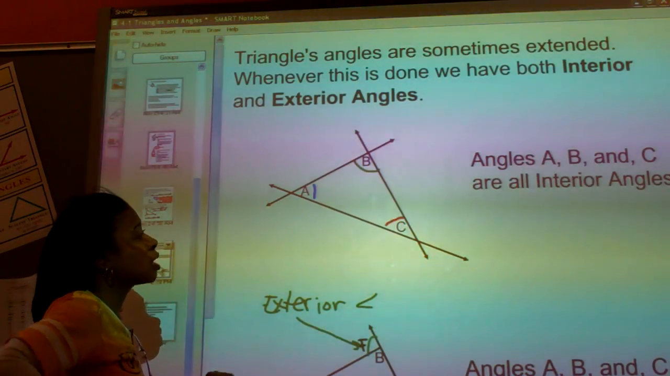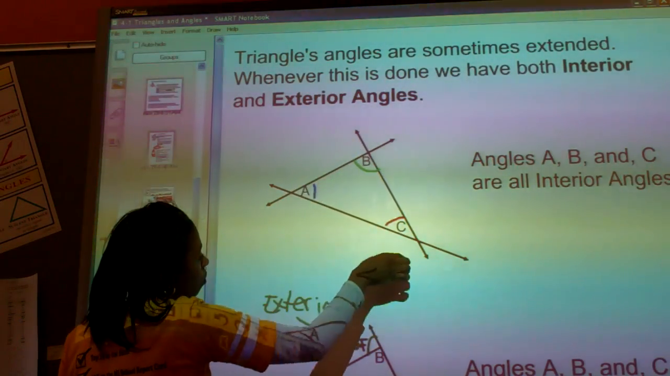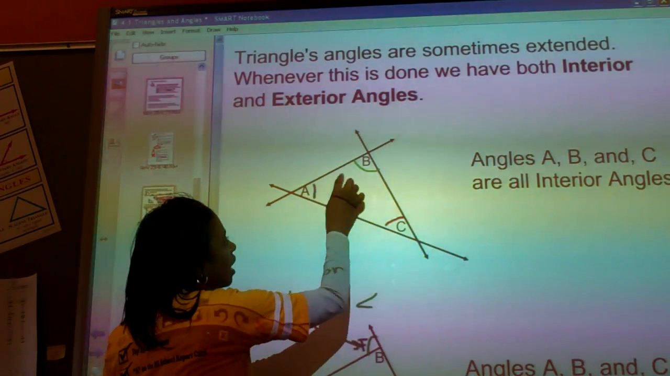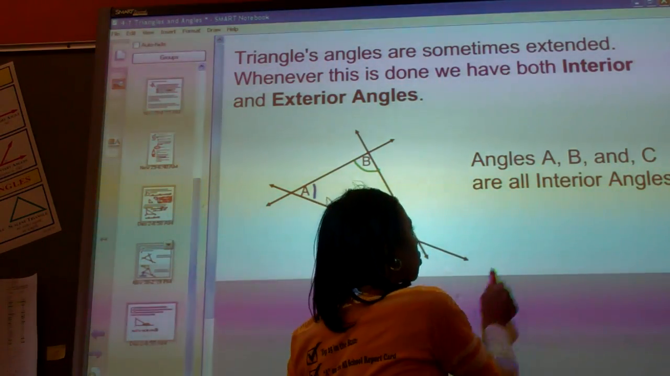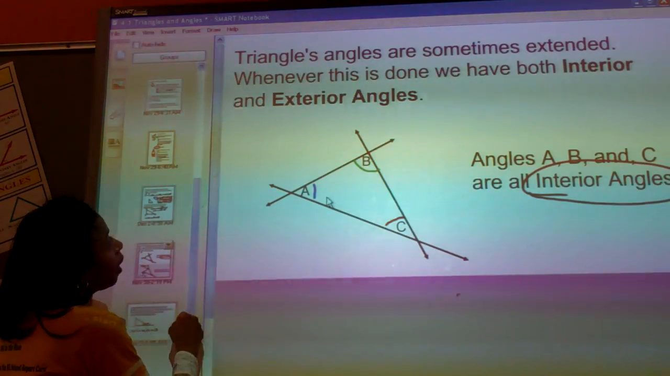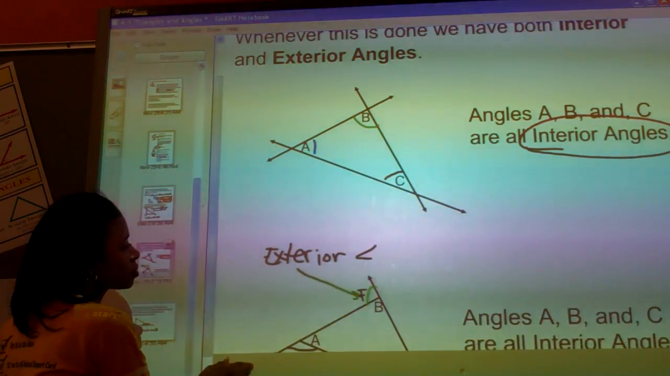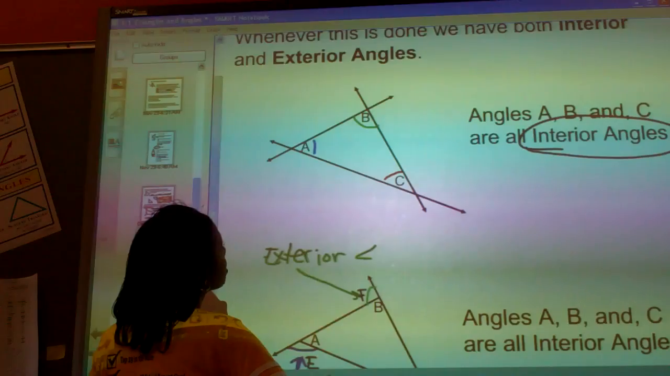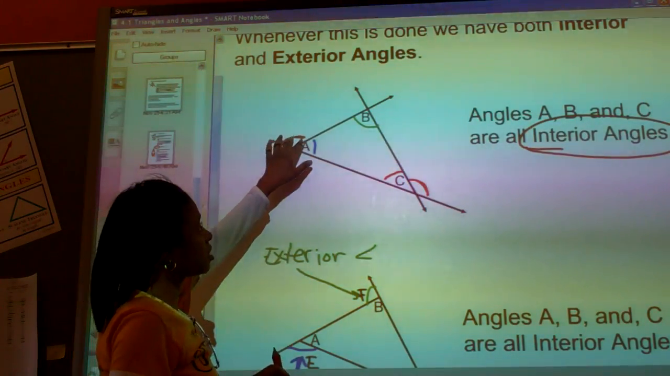Moving further. Triangles are sometimes extended past their vertices in terms of lines that run past. So here we have line AC, line BC, and line AB. Whenever this is done, I see I have angles A, B, and C. And angles A, B, and C are all the interior angles. They're the inside angles. Remember, interior, inside. But if I have lines that extend past a triangle, that means I'm going to have exterior angles. Okay? Exterior angles. What does that look like? This here would be considered an exterior angle. This is an exterior angle. Those are all exterior or outside angles.